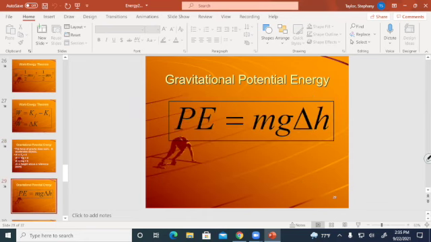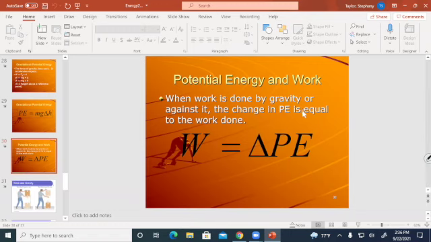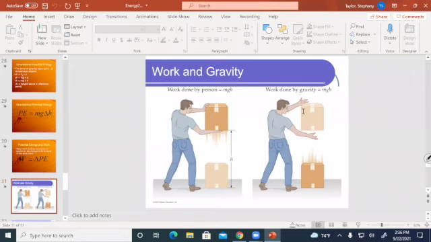All right, so your gravitational potential energy equation is PE, the symbol for potential energy, and it's equal to mass times gravity. Don't forget gravity is 9.8 meters per second squared, and that's multiplied times the height of the object. All right, so your potential energy and work. When work is done by gravity or against it, the change in potential energy is equal to the amount of work done.